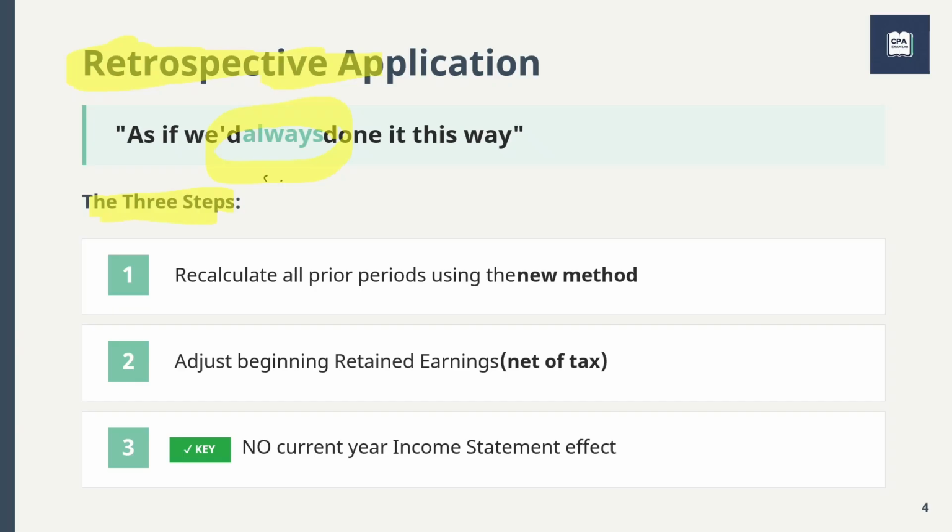but it is simple. Think of the earlier example I gave, the entity changing its inventory valuation method from FIFO to weighted average. So how would we handle it with retrospective application? Recalculate all prior periods using the new method, as if it had always been this way. It's just the beginning of retained earnings. Very important, net of tax.